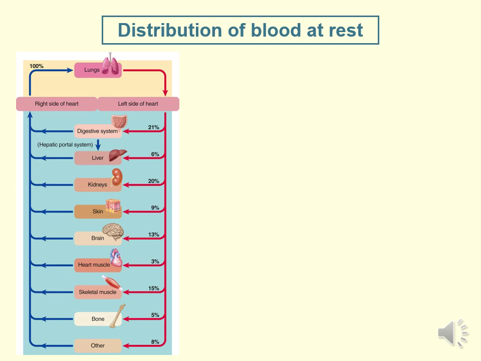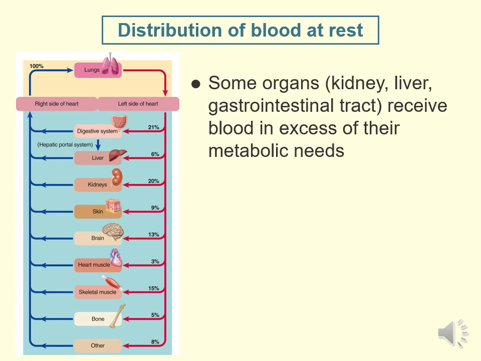Reconditioning organs receive more blood than they actually require for their metabolic needs. Some of the most important organs in that regard are the liver and the kidneys. They get more blood than they require, and indeed the liver has a peculiar supply of blood, which I'm not going to go into in any detail as you'll hear about it later, in that it gets some of its blood from the gastrointestinal tract.